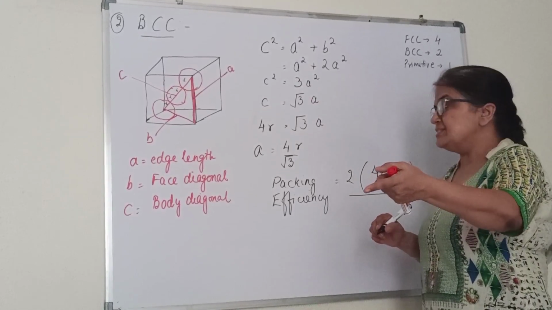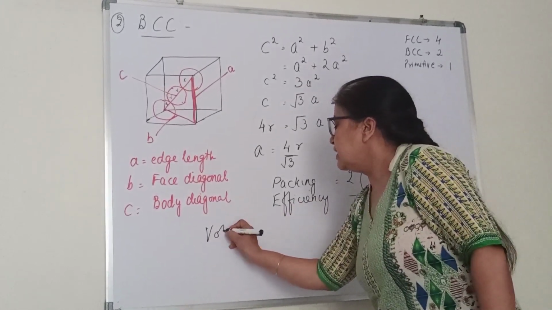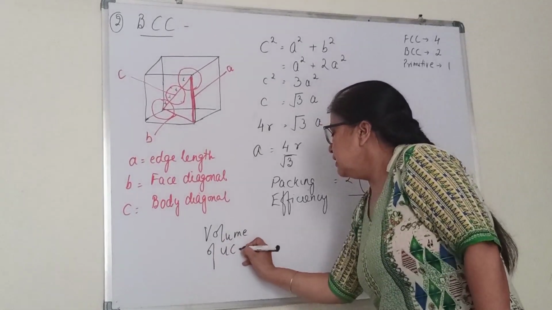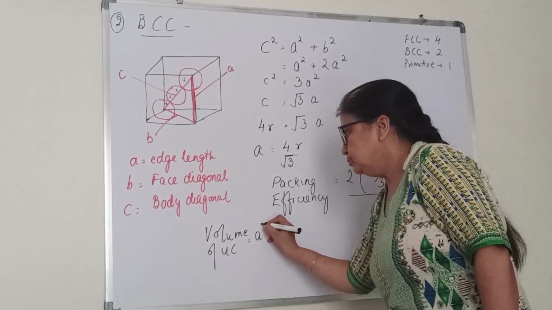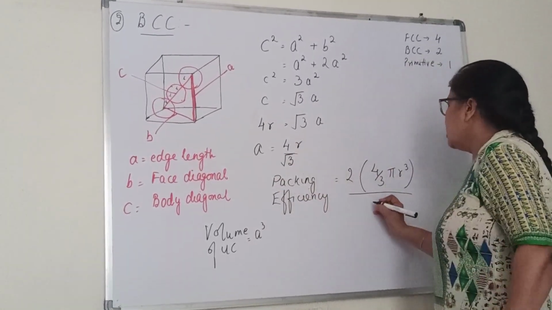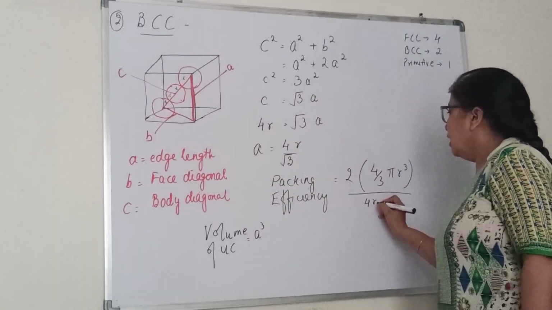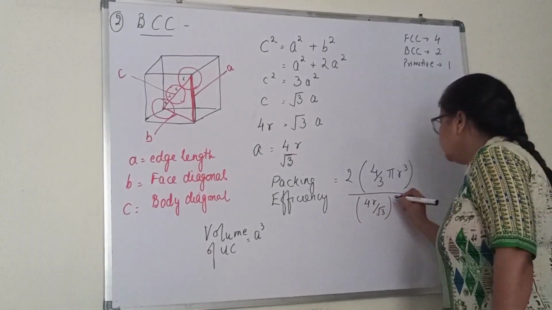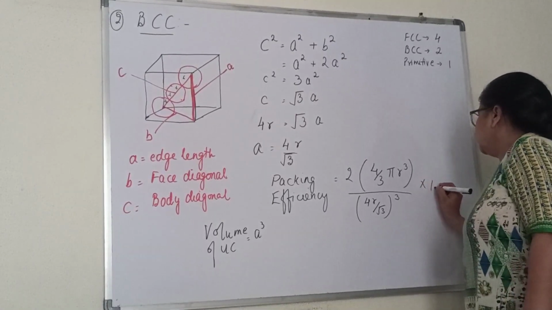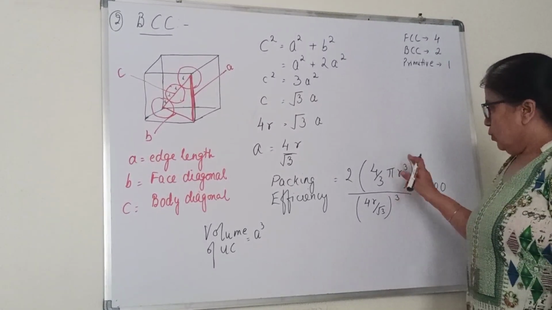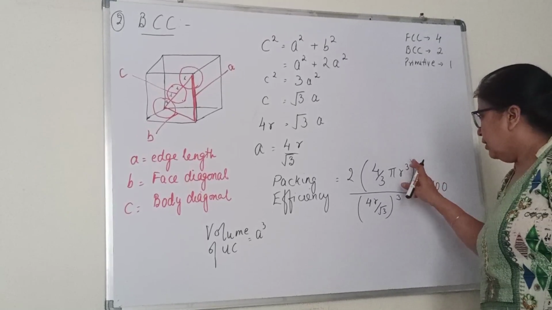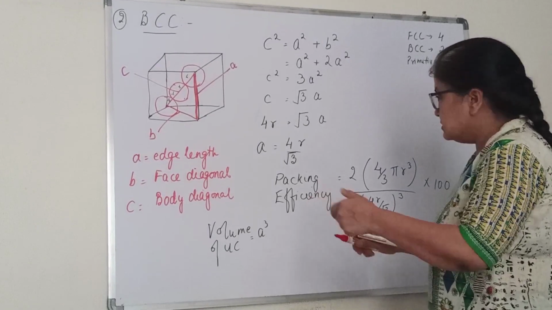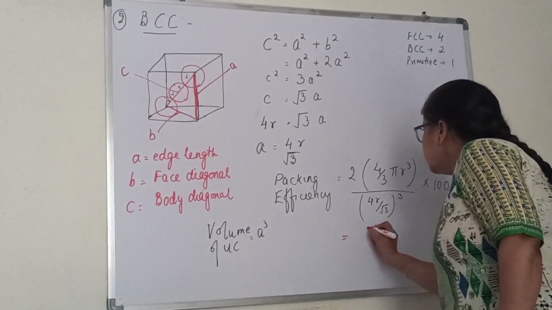What is the volume of the unit cell? Volume of unit cell is equal to what? A cube. What is A? This one. So I am writing it directly, 4r by root 3 cube into 100. Again, most of the things will get cancelled. This is volume, r will get cancelled, and the remaining things, if you calculate, you will get the answer, children, here as 68%.